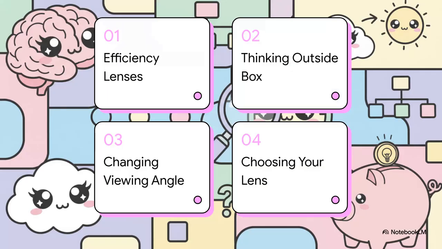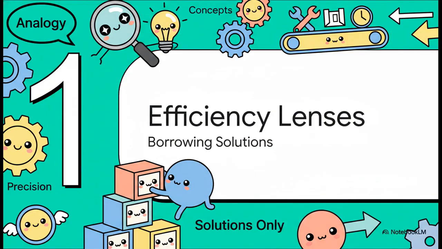Now, to keep things from getting overwhelming, we've organized these 10 skills into a few clear buckets. We're going to cover the lenses of efficiency and borrowing, thinking outside the box, changing the viewing angle, and finally, how do you choose your lens? Let's jump right in. Section 1. Lenses of Efficiency and Borrowing.